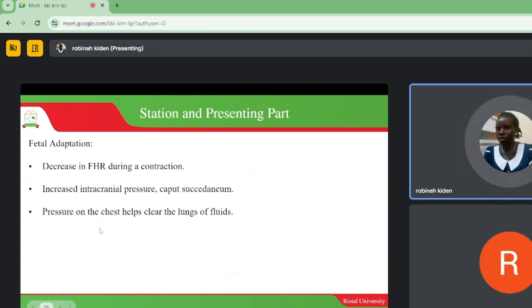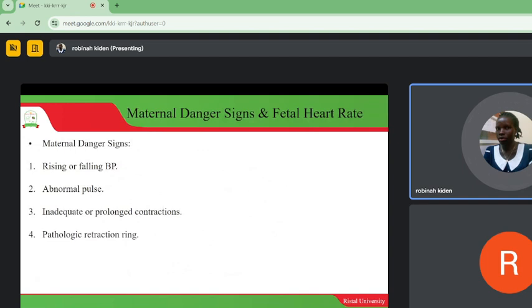So there is also pressure on the caput, and pressure on the chest helps clear the lungs of the fluids. As the fetus is feeling those contractions, the contractions will squeeze the chest, and as a result the fluid that was in the lungs will be cleared off, and the chest will remain clear, and the lungs can now be ready for breathing.